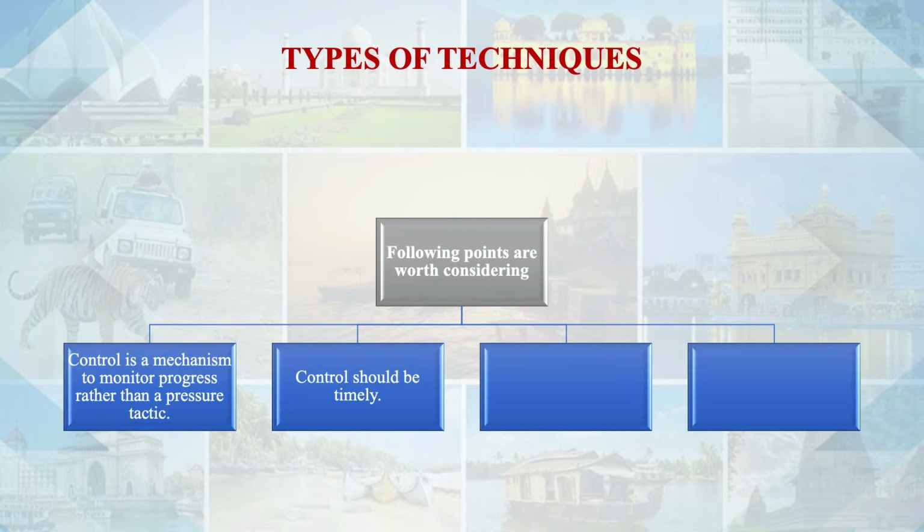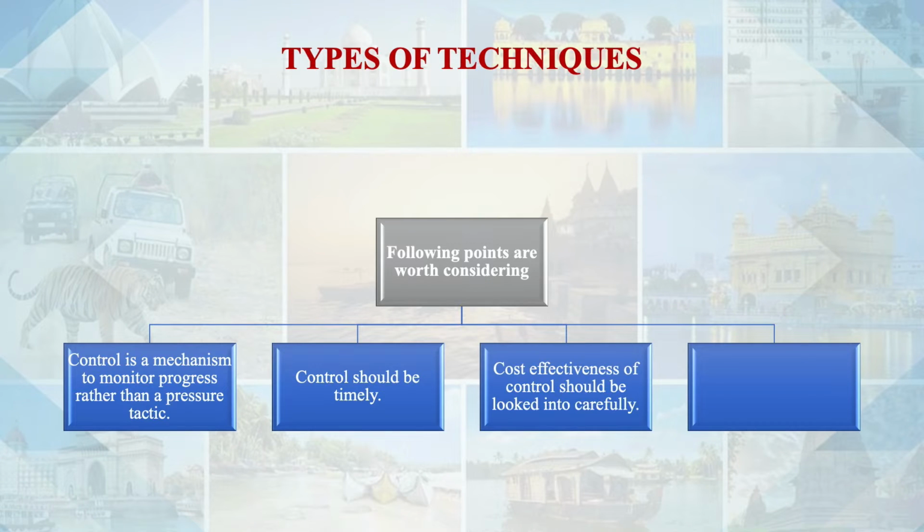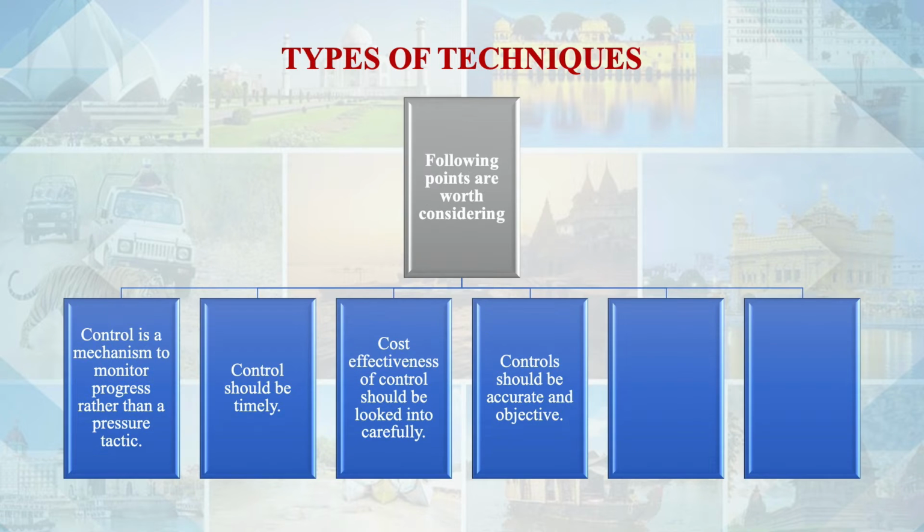A good control should always be timely. Any late assessment of performance will really not help the organization and the individuals. The cost effectiveness of control should also be looked into very carefully, and controls should be, as far as possible, accurate and objective. Accuracy and objectiveness is very important.